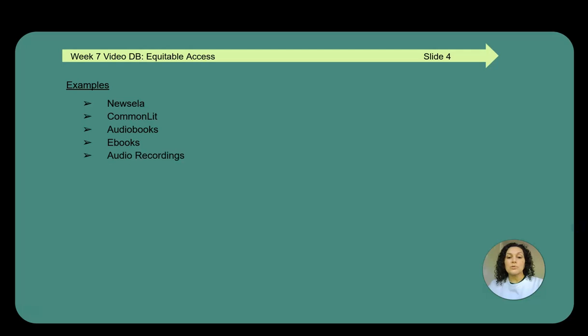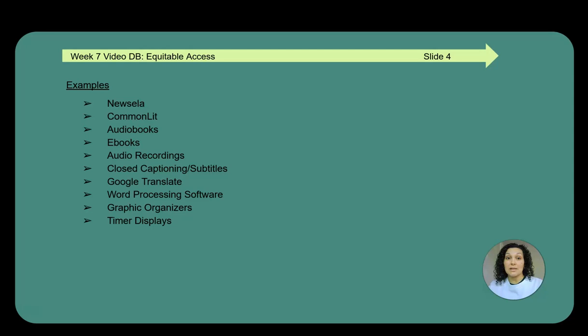I post our class recording every day to our Google Classroom site, so if students are absent or need a repeat of the lesson, they have access. Closed captioning and subtitles are always on for students when we are watching a clip or video. Google Translate has been very helpful when working with students who are still very new to learning English. Word processing software assists students in many ways, and graphic organizers and timers are staples in my classroom.